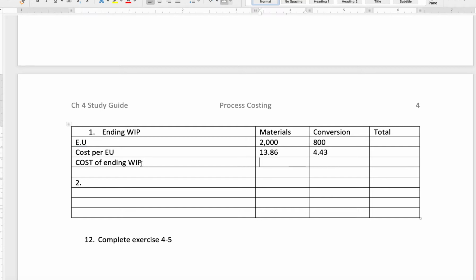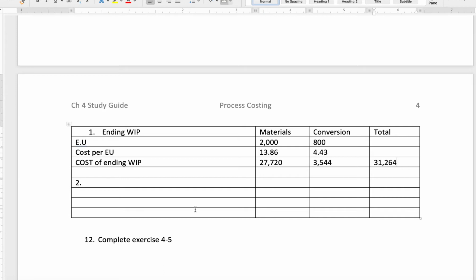Well, it's easy. I take 2,000 and multiply it by $13.86. That gives me $27,720. With respect to conversion costs, I take the equivalent units of 800 times the cost per equivalent unit of $4.43. That gives me $3,544. So what's my total cost of WIP? Well, my total cost of ending WIP is $31,264. I added up my $27,720 and my $3,544. Okay? That's step one.